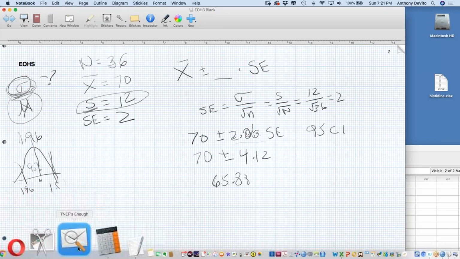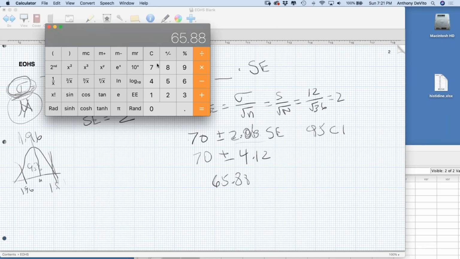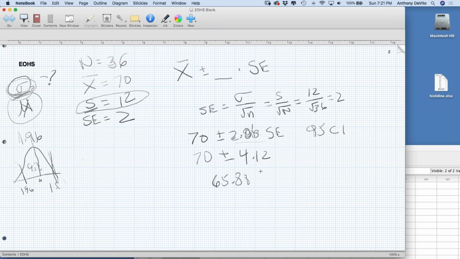Let me get my calculator back. Okay, and I'm going to clear that. I'm going to put 70 in there, and I'm going to add my margin of error, as we called it. Yep. And it's going to be equal to 74.12. Okay, so we're 95% confident that the true mean for the population that this sample is drawn from is between these two numbers, between 65.88 and 75.12.